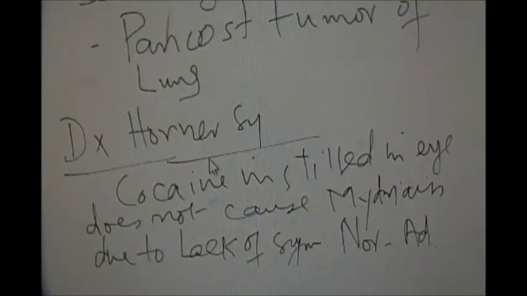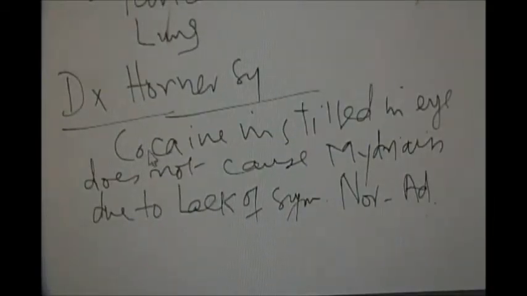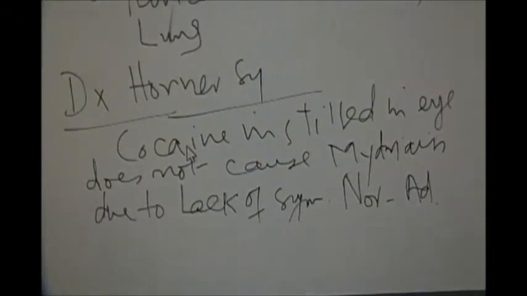The diagnosis of Horner syndrome is done by instilling cocaine in the eye. Cocaine does not cause mydriasis due to the lack of sympathetic noradrenaline in Horner syndrome, whereas in normal people it will cause dilatation of the pupil.